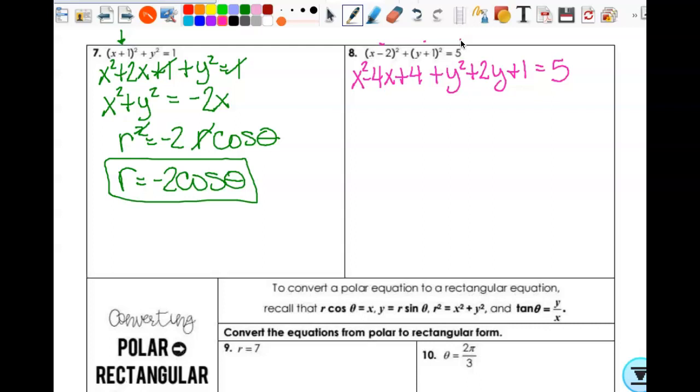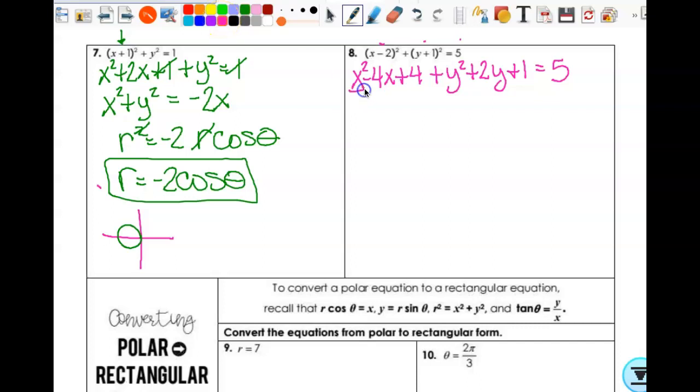We recognize this as an equation of a circle, right? It would look something like this, over there somewhere, because it's negative cosine, and your diameter there would be 2. So it looks something like that. Okay, so let's go see what happens over here.